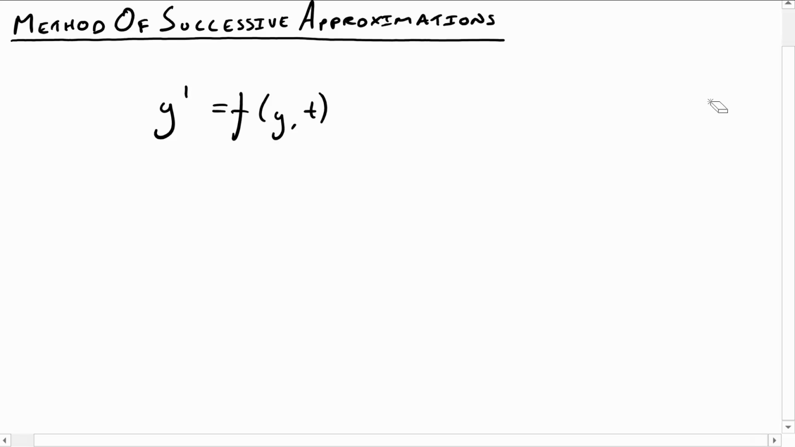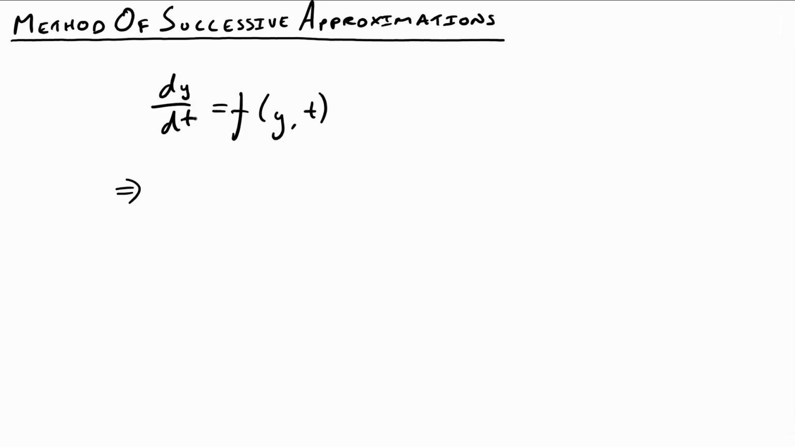Okay, let's rearrange this. I'm going to write y dash, the first derivative, in the form you're probably more familiar with seeing it in, which is dy by dt. So dy by dt is equal to some function which involves y and t on the right-hand side, which may or may not be linear. It may also be non-linear as well.